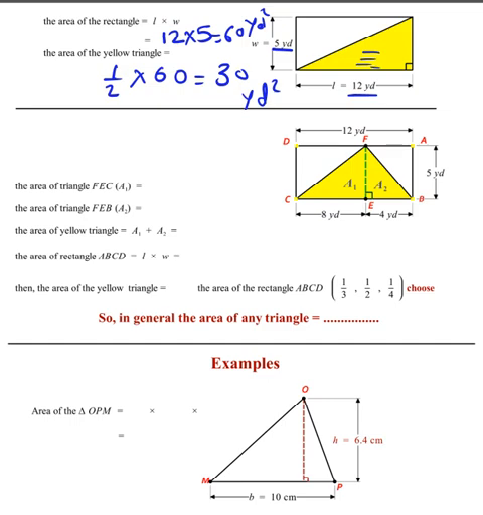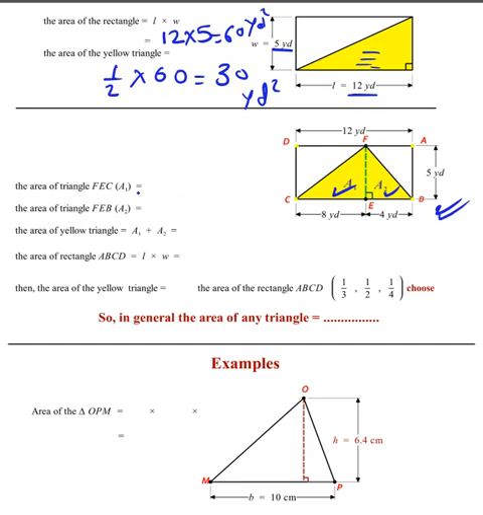What if we have any triangle inside the rectangle? Like in this case, we have a point F. We don't connect points A and C, the diagonal. We make any point F on AD and want to calculate the area of the yellow triangle. First, the area of the triangle is divided into two triangles, triangle A1 and triangle A2.